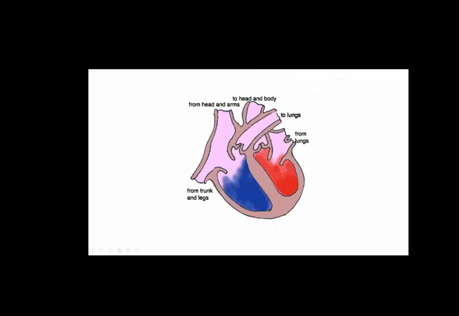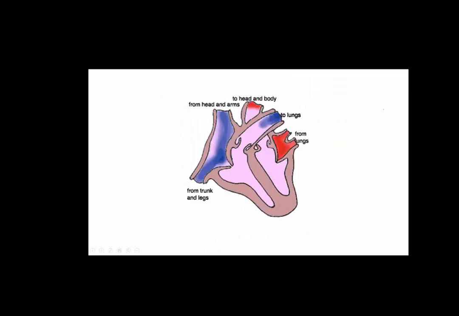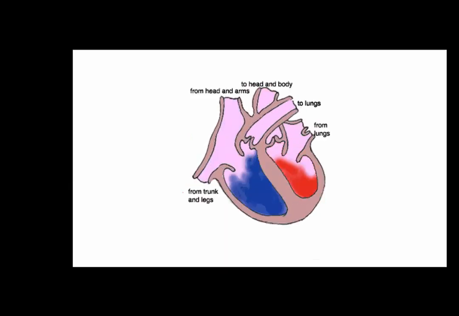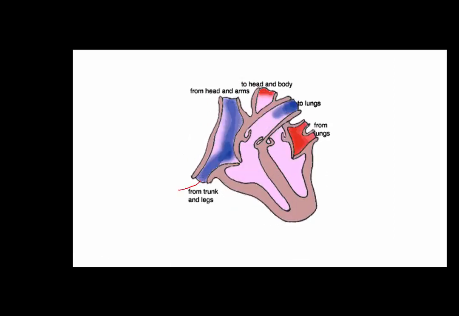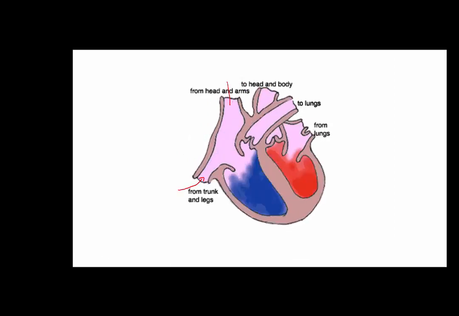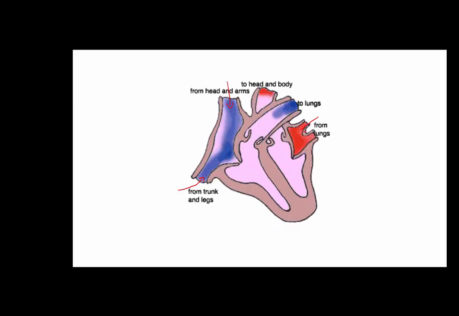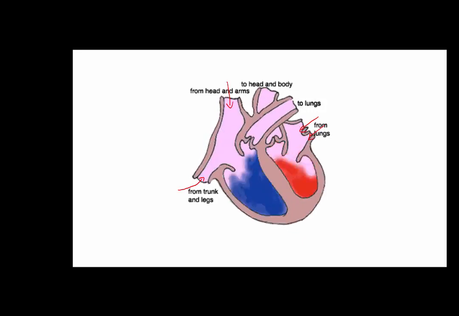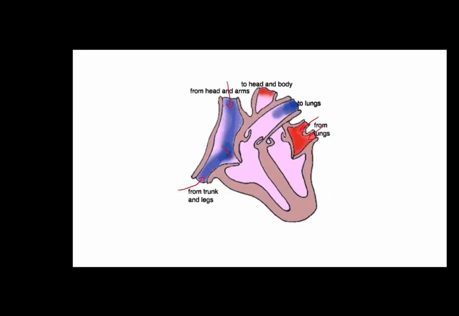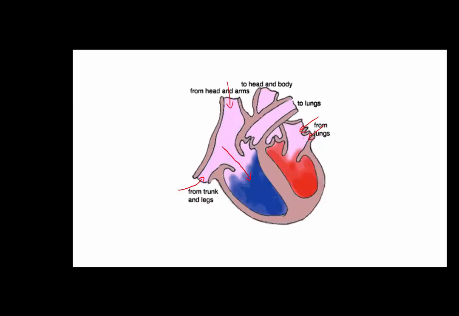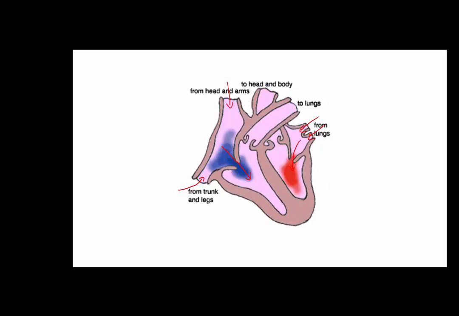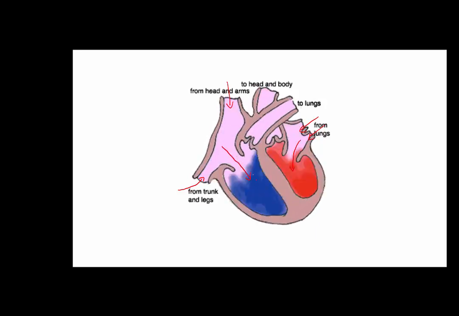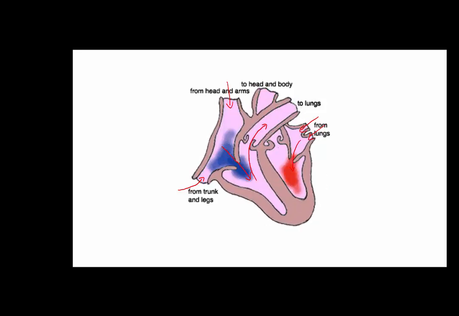Now, this sort of shows you a really fast animation of what's actually happening. If you watch this carefully, you can see the blood comes in the veins, and that happens at both sides. It then travels from the atria down through the valves into the ventricles, and then from the ventricles it travels up and out in the arteries.